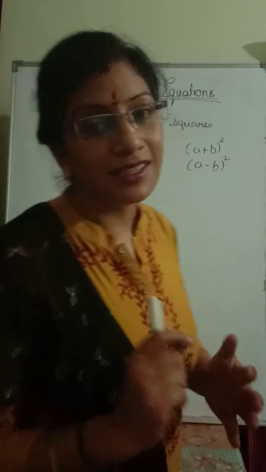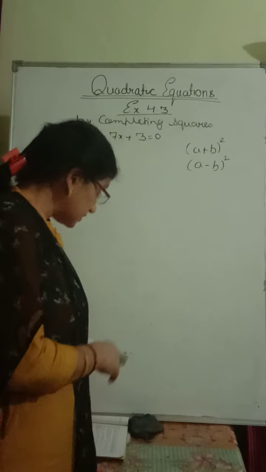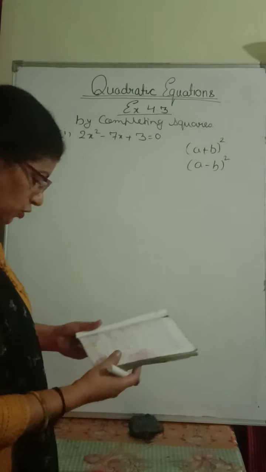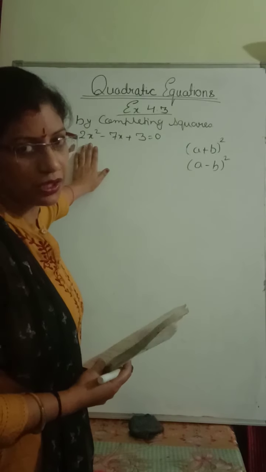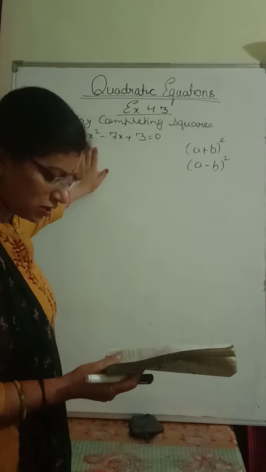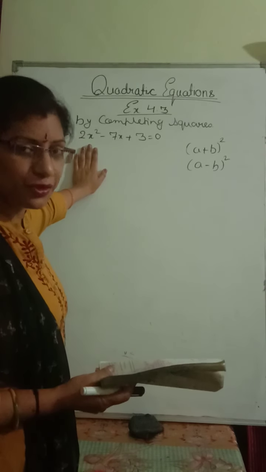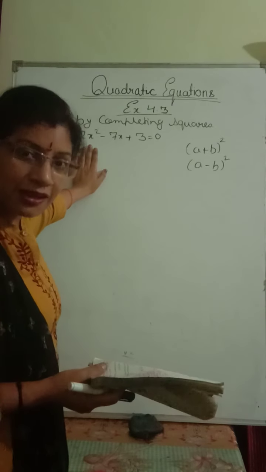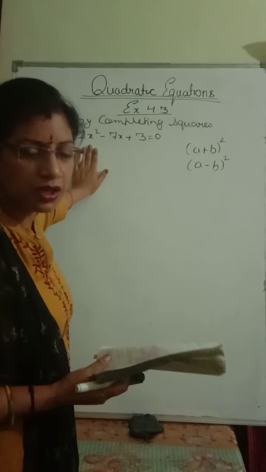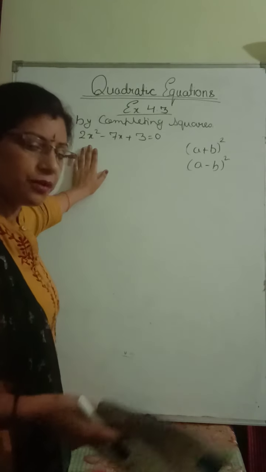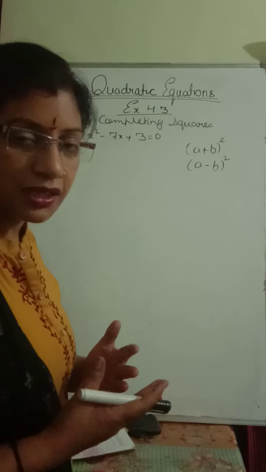Now we are starting exercise 4.3 of quadratic equations. The first question is: find the roots of the following quadratic equation, that means you have to find the value of x if they exist. If the roots are possible, they are real; if the roots are imaginary, that means they are not possible, they do not exist. We have to find them by the method of completing the square.